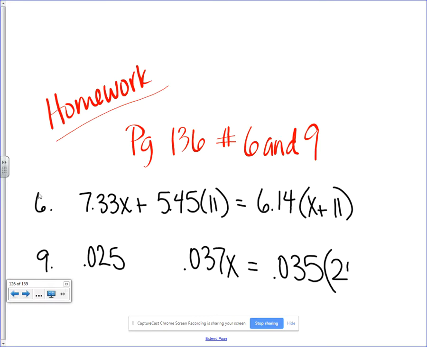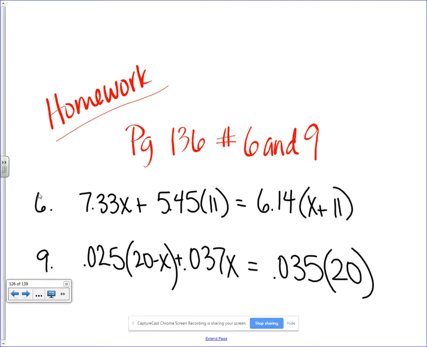And my tank is 20 gallons. So I know I have 20 gallons. I'm using x of it for the 3.7%. That means 20 minus x should be with the 2.5%. And then you'll be able to solve that. Again, you're rounding that to the nearest hundredth.